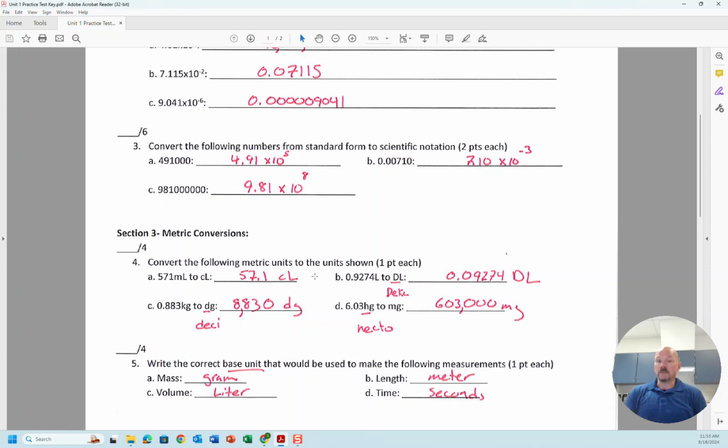You could use basically any way you know how to do a metric conversion. You really should focus on dimensional analysis.